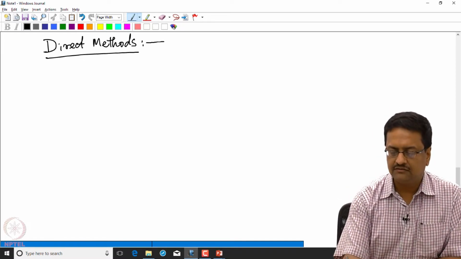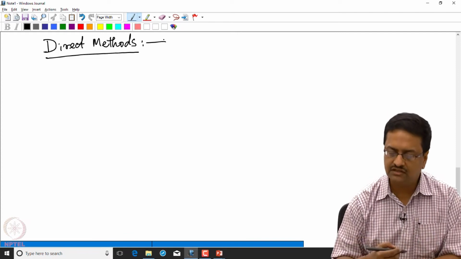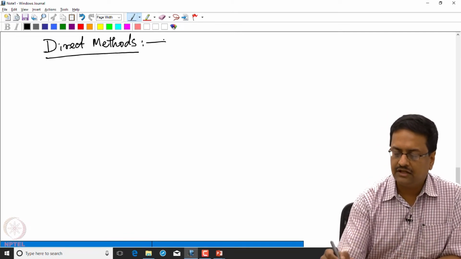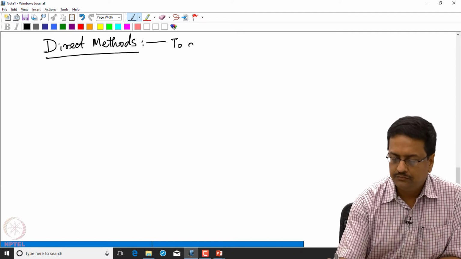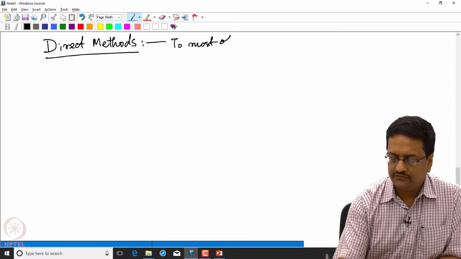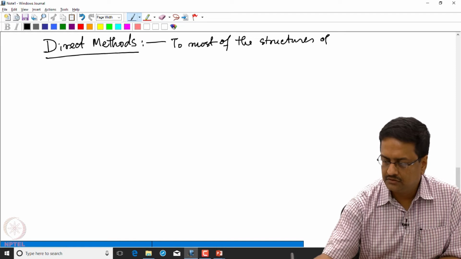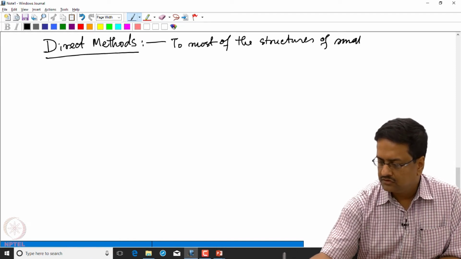Which are a combination of different individual methods, which we will discuss one by one, a few of them, and these apply to most of the structures of small molecules.